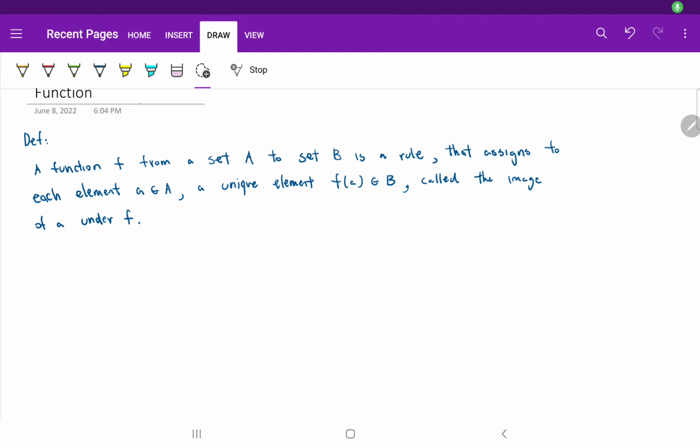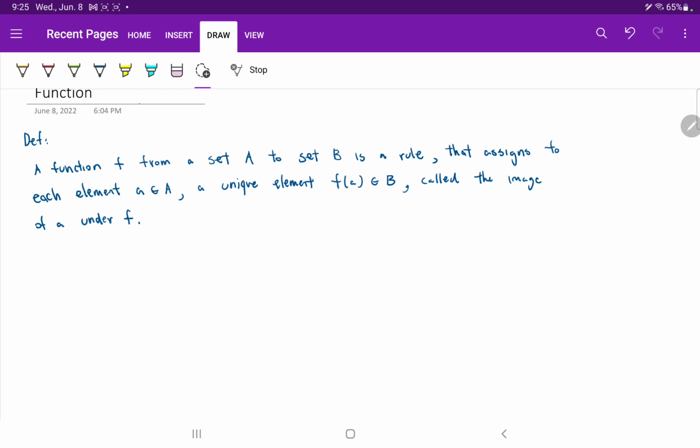We're going to take a look at the definition of a function, or what is a function. Well, a function by definition is a function f from set A to set B is a rule that assigns to each element a in set A a unique element f of a in B, called the image of a under f.